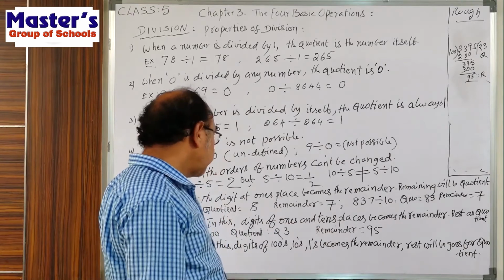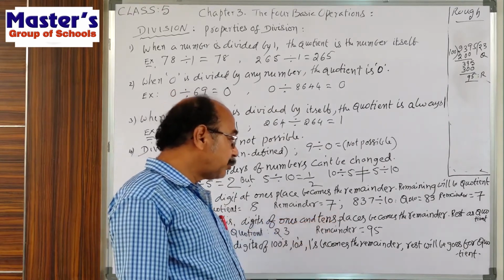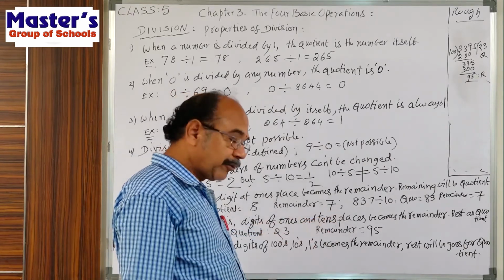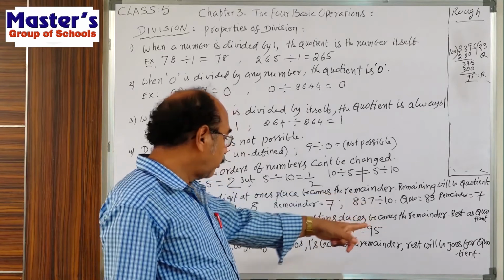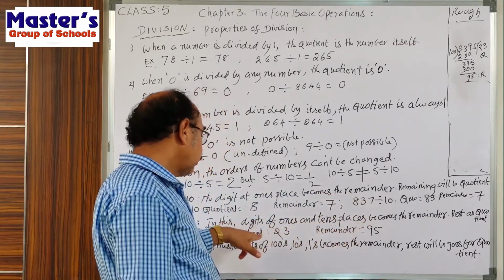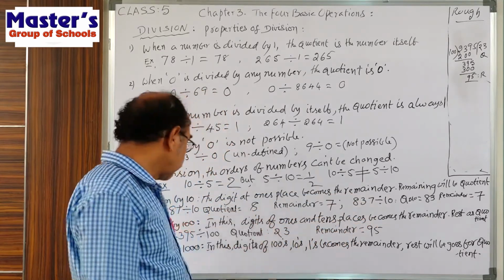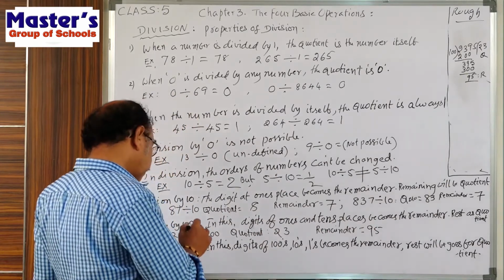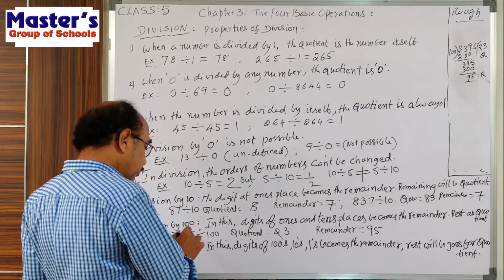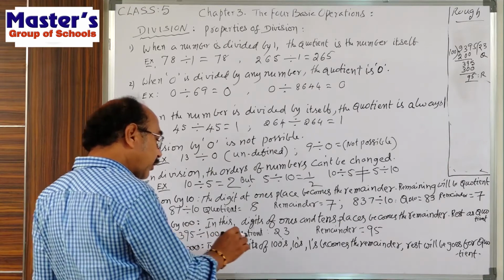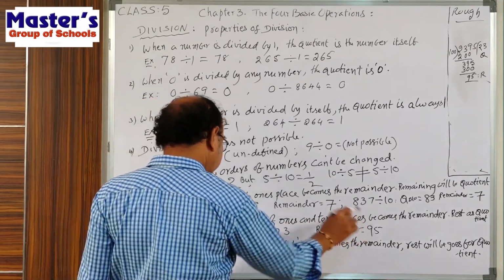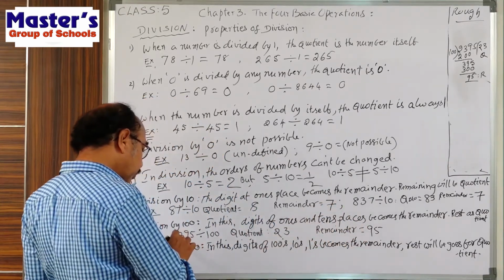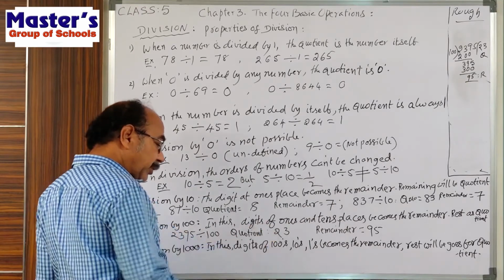So digits of ones and tens places become the remainder and the remaining digits we write as the quotient. So here ones digit 5, tens digit 9. So 95 we are writing as remainder and the remaining digits are 2 and 3. So 23 is the quotient.